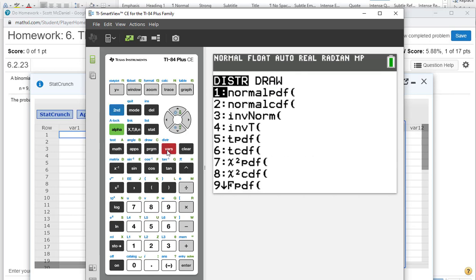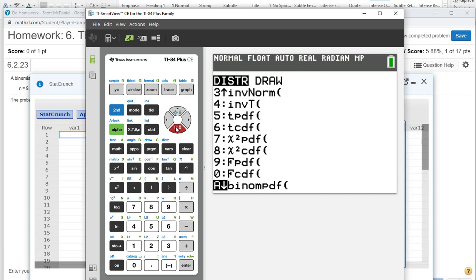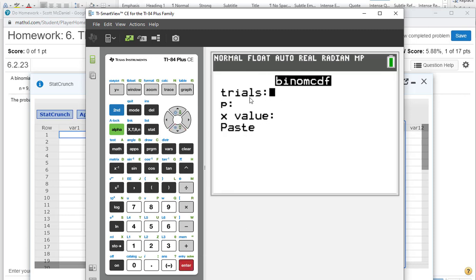So let me go back and do second distribution. Binom CDF. So it looks similar. The items here are exactly the same. Number of trials, 9. P is 0.4. And the X value, it always goes from that number and under. So it's less than or equal to 3, so I'm just going to put a 3. For me, this is not as intuitive. You just have to remember that's what it's computing.